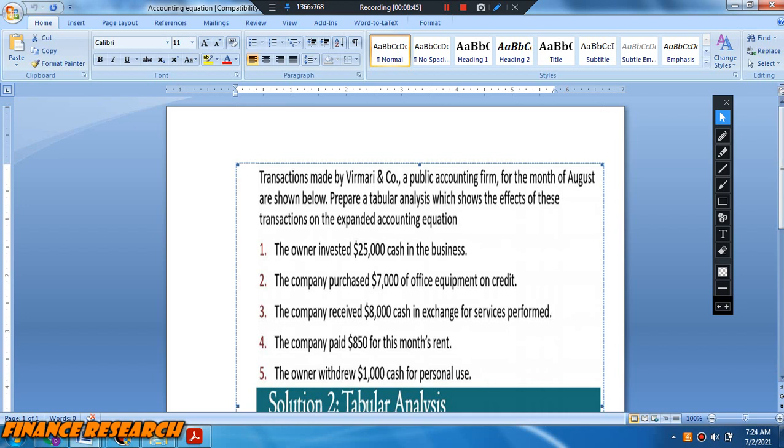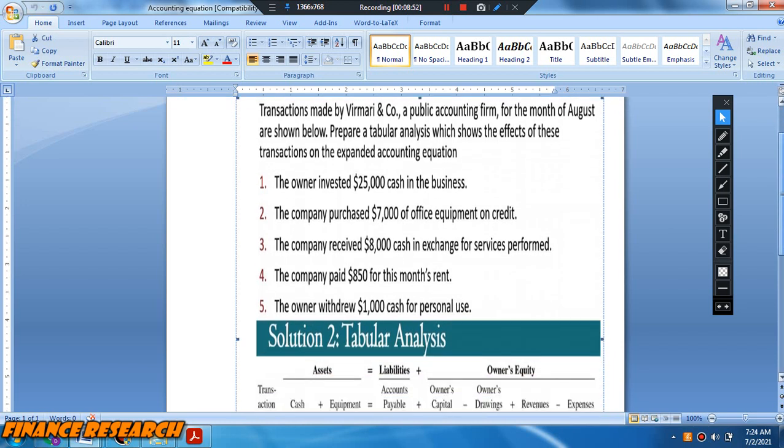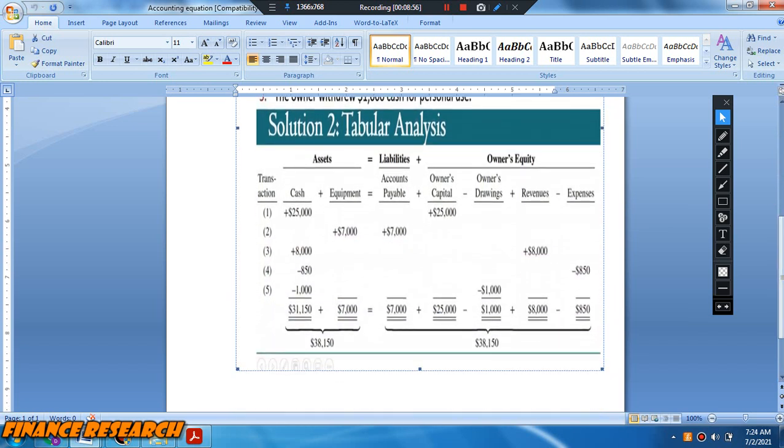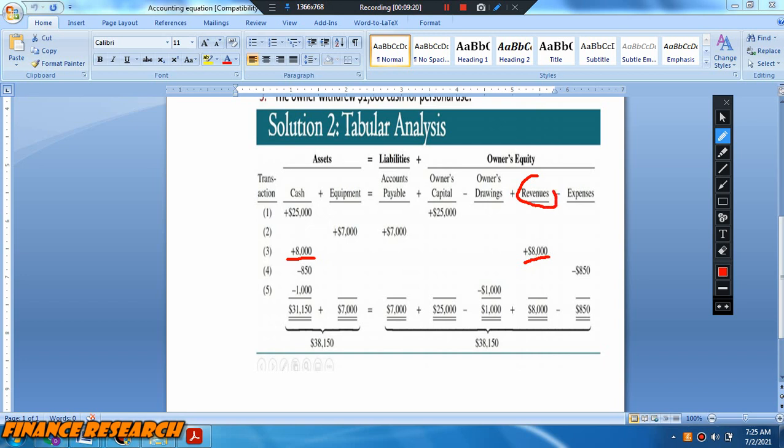The company received 8,000 cash in exchange for services performed. So in number 3, what happens? This $8,000 is coming in the business. Other items are unaffected, owner's capital no effect, drawing no, but revenue is increased. Revenue is what? Revenue, iradat. These are increasing in the business, and there is no effect on the expenses, no effect, no effect, no effect, and here also no effect.